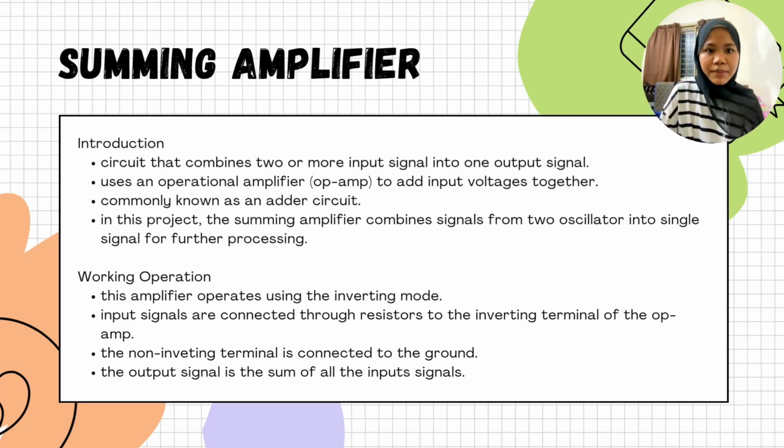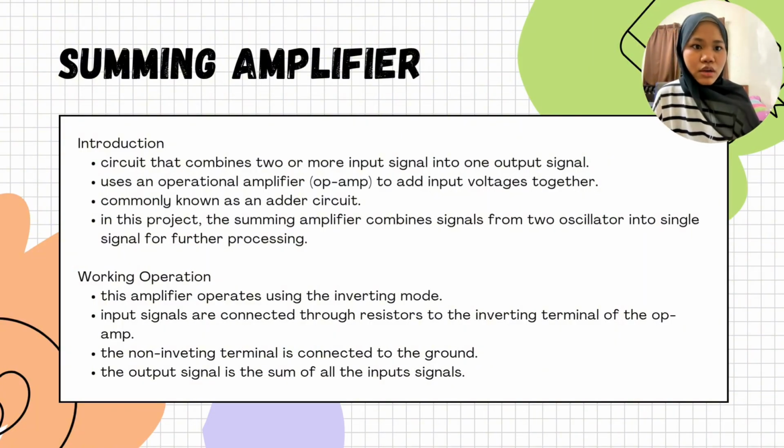So I would like to present about the summing amplifier and the active low pass filter. This is the summing amplifier. It is a circuit that combines two or more input signals into one output signal. It uses an operational amplifier, or we call it an op-amp, to add the input voltages together. Because of this function, it's also known as the adder circuit. In this project, the summing amplifier is used to combine signals from two oscillators into one signal for further processing.